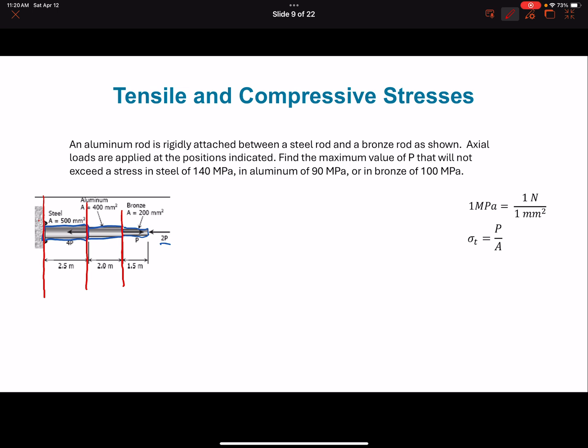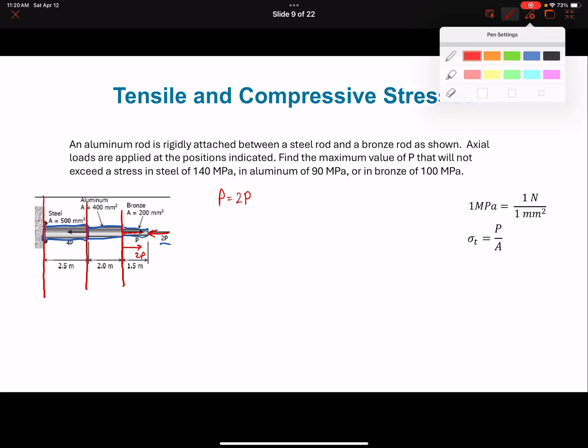So if we're pushing here with 2P for our first section, what's happening back here is that 2P is pushing back. This P is not acting on the bronze, it's acting on the aluminum. So for our P for the bronze, it's actually going to be 2P. For the aluminum, and I'll write it down here so it makes a little more sense.